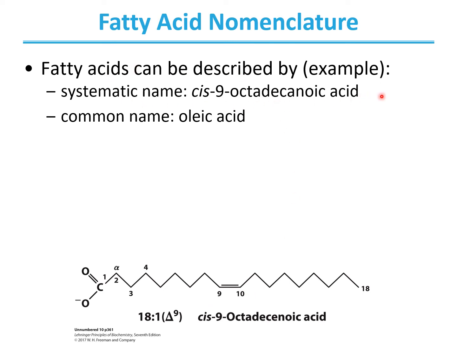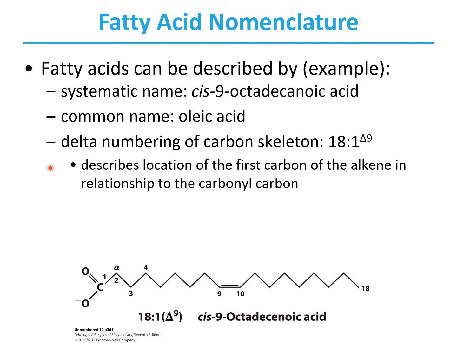So this is the systematic name, but fatty acids have also been named depending on how they were identified or which source they are very rich in, and this particular one is called oleic acid. As I said, in the numbering of the unsaturated bond, there is a delta numbering from the carboxyl group, and that describes where the first double bond exists, here between carbon 9 and carbon 10.